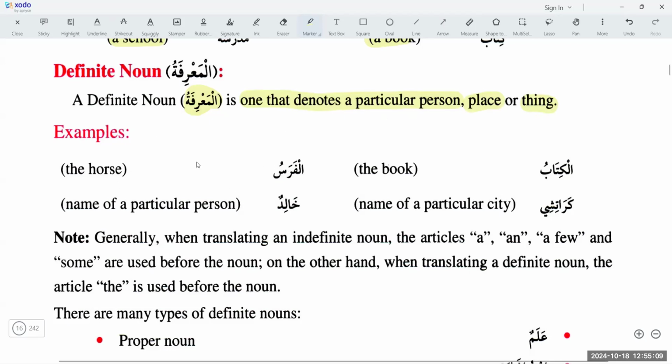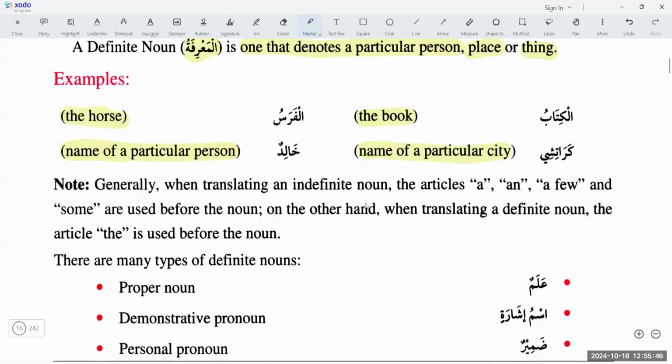Examples: al-farasu, the horse, not a horse, the horse. Al-kitabu, the book. Khalidun, name of the particular person. So name of the particular person is also al-ma'rifa, definite noun. Karatishiyun, name of the particular city. This is Karatishiyun, one of the cities in Pakistan.